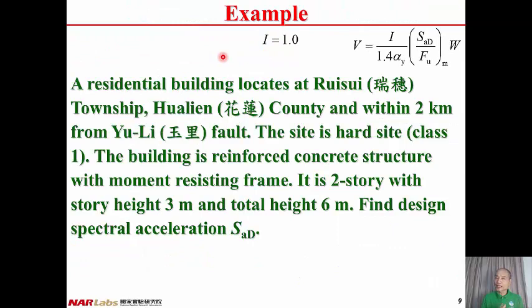And here's the example again. A residential building located at Ruishui Township, Hualien County, and within 2 kilometers from Yuli Fault. And the site is hard site, class 1, and the building is reinforced concrete with moment-resisting frame. It's a 2-story building with story height of 3 meters, and the total height is 6 meters. And in this problem, we are going to find the design spectral acceleration SAD for the structure.